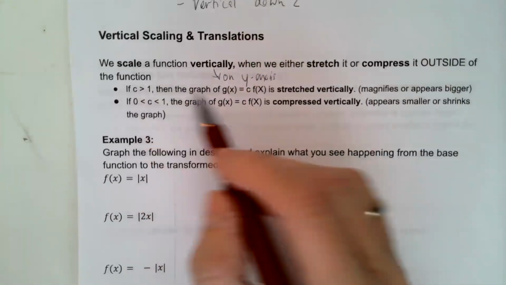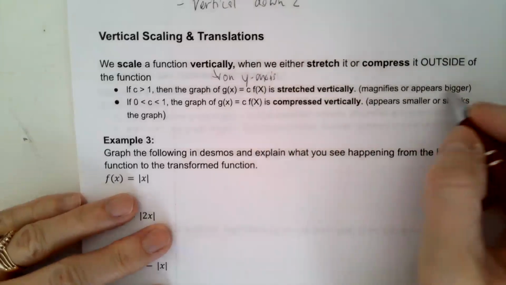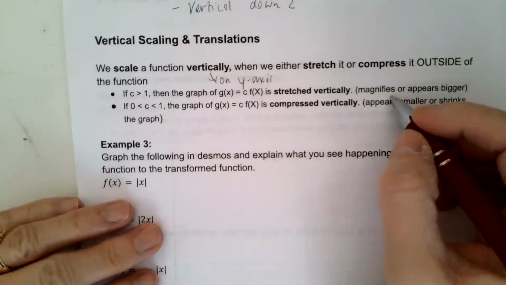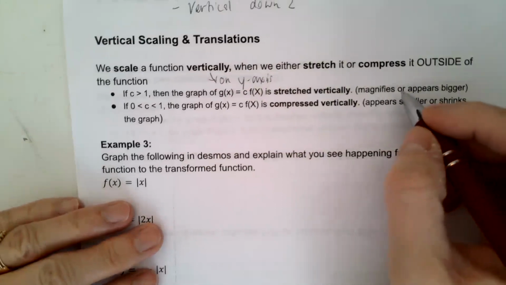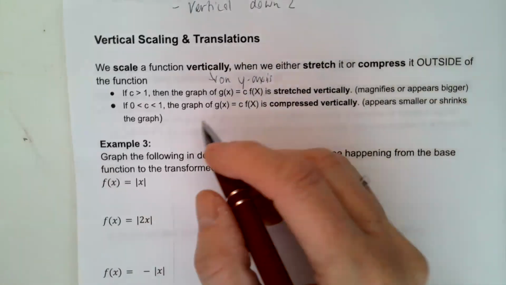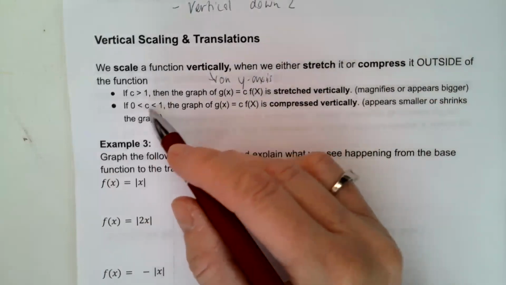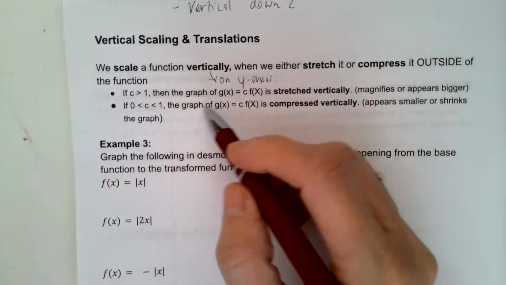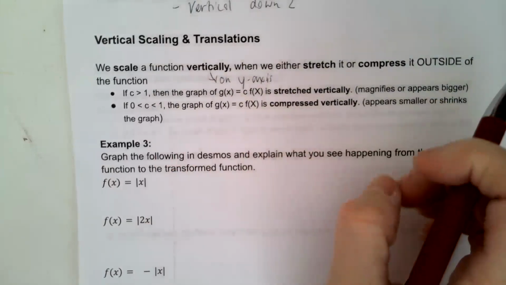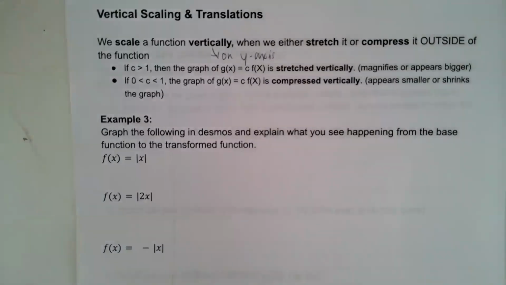So if c is bigger than 1, it's going to be stretched vertically. It's going to get skinnier. So it magnifies it and makes it appear bigger. If c is between 0 and 1, so it's becoming a fraction, then it is compressing vertically. It's shrinking down. Okay, so let's look at example 3. I've got some examples of that.